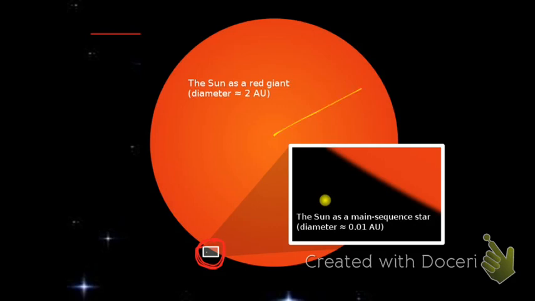So you end up with this gigantic red giant, which means what's going to happen to us as Earth? We're dead. We've been burnt up and crispy fried. Yeah. Okay.